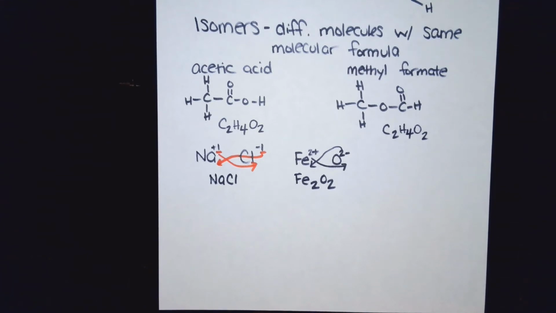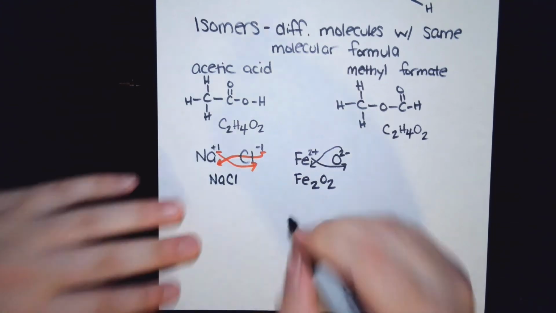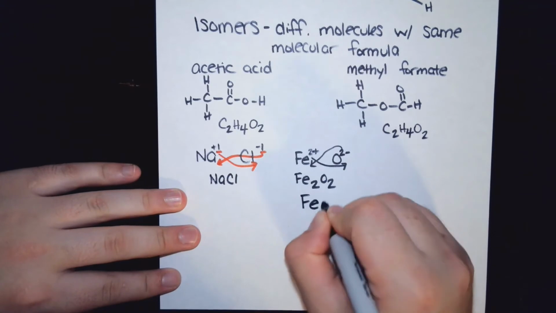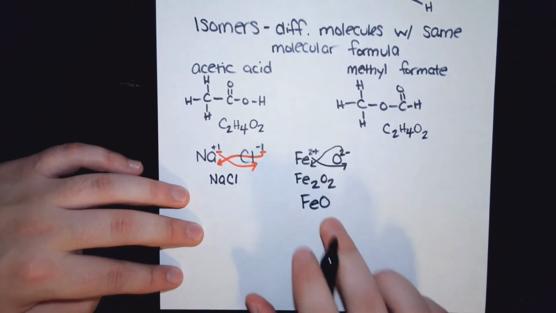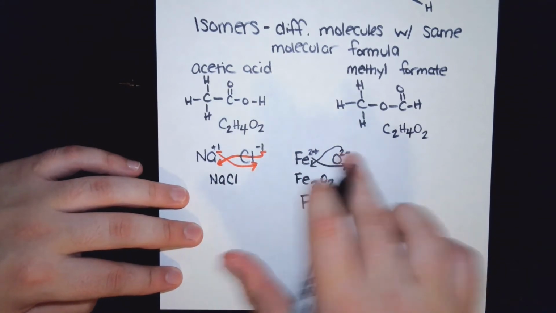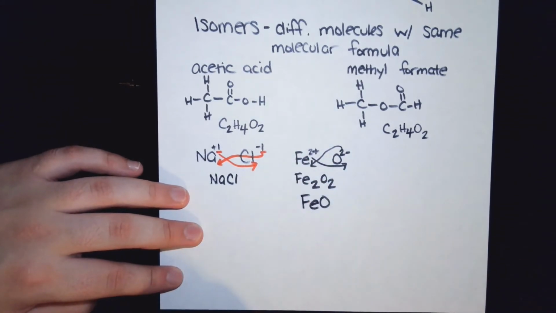2 to 2 can be reduced to a 1 to 1 ratio. So you have to do that. So the actual correct formula, this is not just an empirical formula, this is actually the molecular formula. And the correct molecular formula for these 2 ions is FeO.